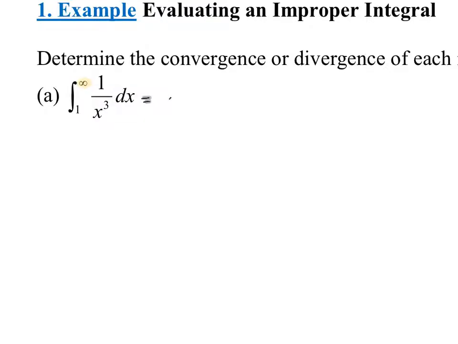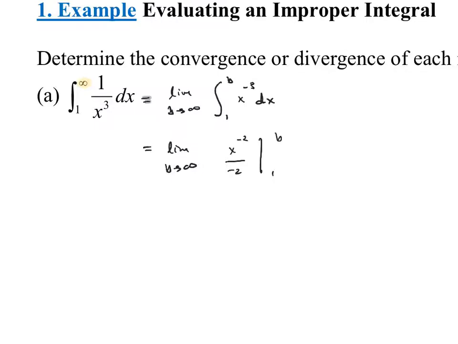We're going to rewrite it as the limit as b goes to infinity of the integral from 1 to b of x to the negative 3 dx. Okay? I'm not evaluating the limit until the very end, so let's keep the limit symbol there. What's the integral of x to the negative 3? Well, using the power rule, that would be x to the negative 2 over negative 2, evaluated from 1 to b.